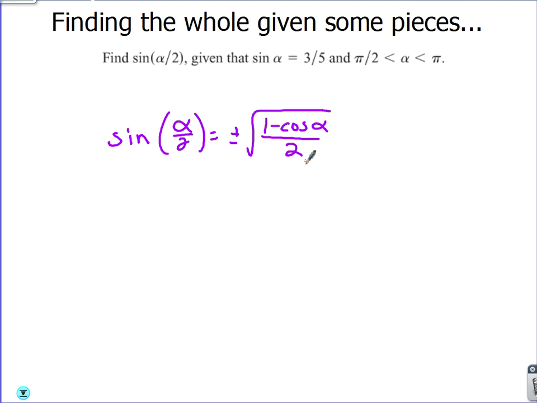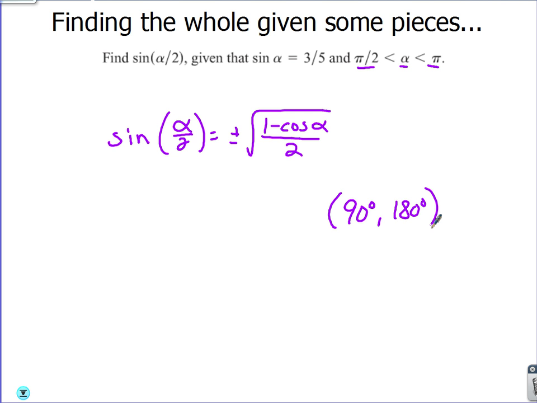Let's start out with the whole plus minus thing. We're given that sine of alpha is 3/5. We're looking for the sine of half of that. We're also given that alpha is in the second quadrant. Alpha is somewhere between, actually we can use open, between 90 and 180 degrees.